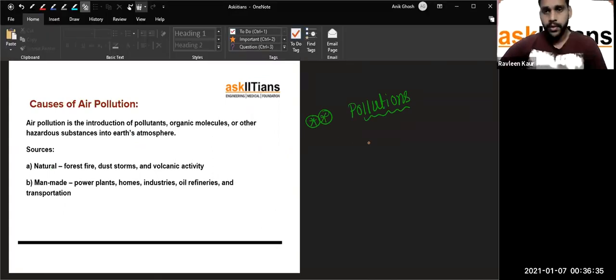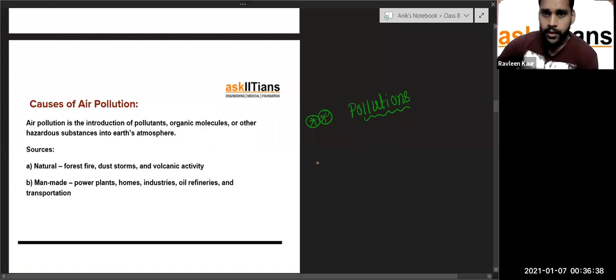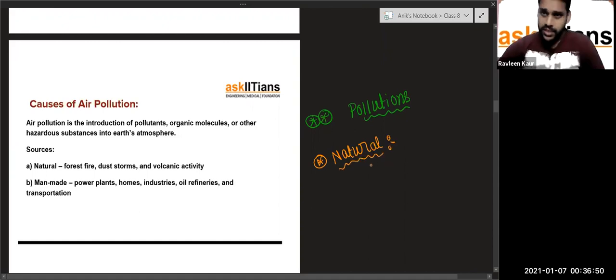Yeah, so the first thing is the natural sources. Now the natural sources are the sources of natural disasters and different types of natural calamities, from which you can have these pollutions, right? Think about the forest fire, which we were discussing. From a forest fire, everything gets burned.